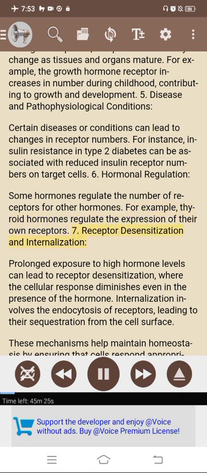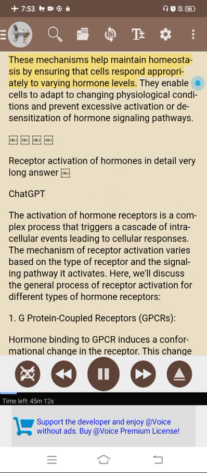7. Receptor desensitization and internalization. Prolonged exposure to high hormone levels can lead to receptor desensitization, where the cellular response diminishes even in the presence of the hormone. Internalization involves the endocytosis of receptors, leading to their sequestration from the cell surface. These mechanisms help maintain homeostasis by ensuring that cells respond appropriately to varying hormone levels. They enable cells to adapt to changing physiological conditions and prevent excessive activation or desensitization of hormone signaling pathways.